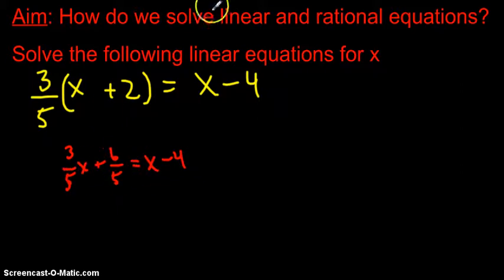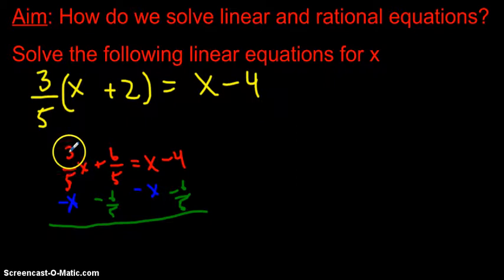I'm going to put all the x's on the left side, so I'm going to subtract x from both sides. And since I can, at the same time, I'm also going to subtract the 6/5 from both sides to move all the constants onto this side, just to make this shorter. 3/5 x minus 5/5 x is negative 2/5 x. 6/5 minus 6/5 is nothing. x minus x is 0, and we have negative 4, which is negative 20/5. If we subtract, we'll get negative 26/5.